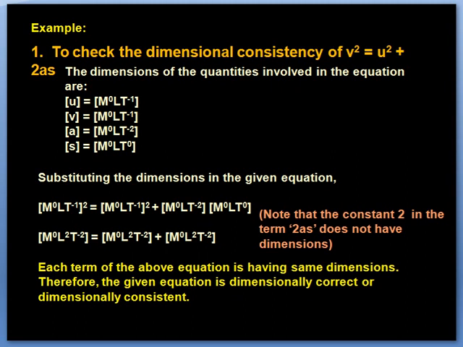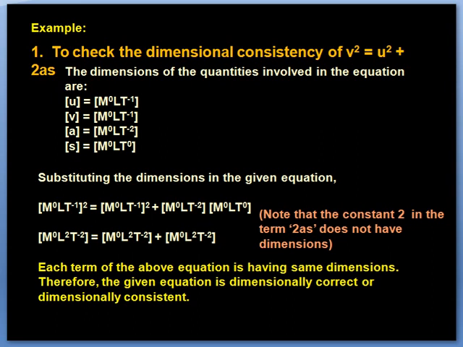So, example number 1, to check the dimensional consistency of v square equals u square plus 2as. This is the third equation of motion, and children, I hope you are all familiar with this equation. The dimensions of quantities involved in the equation: v is equal to LT^-1, u is equal to M^0 L T^-1, and a, that is acceleration, is M^0 L T^-2, and s, that is distance, is M^0 L T^0.